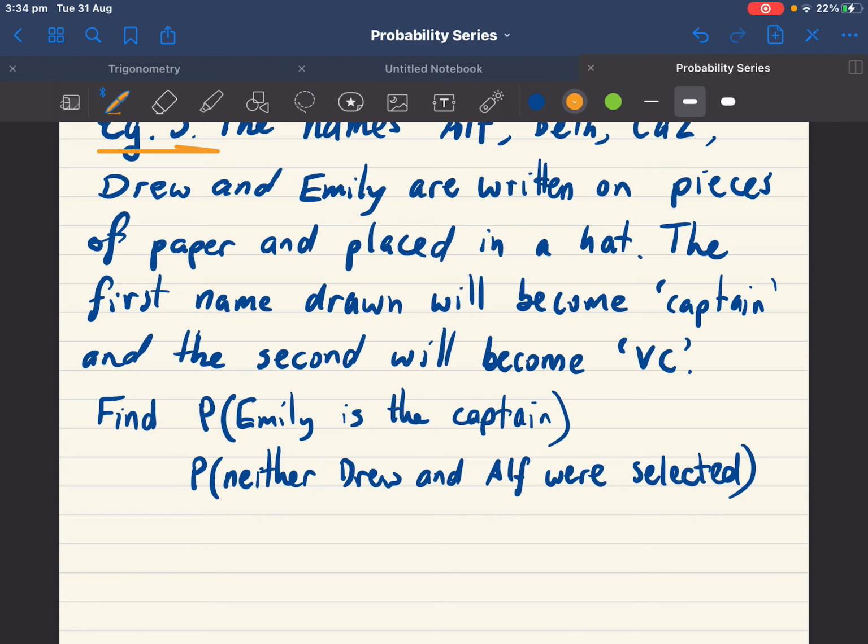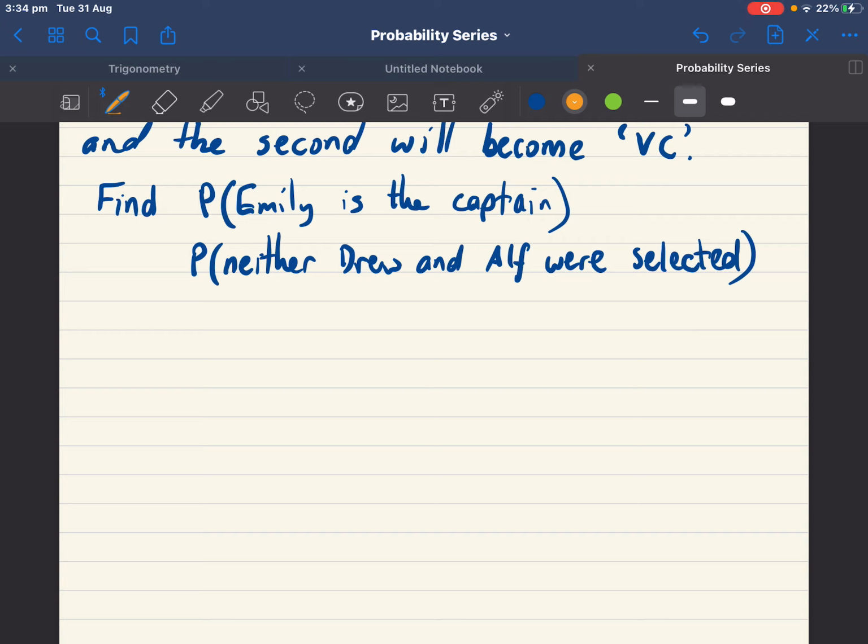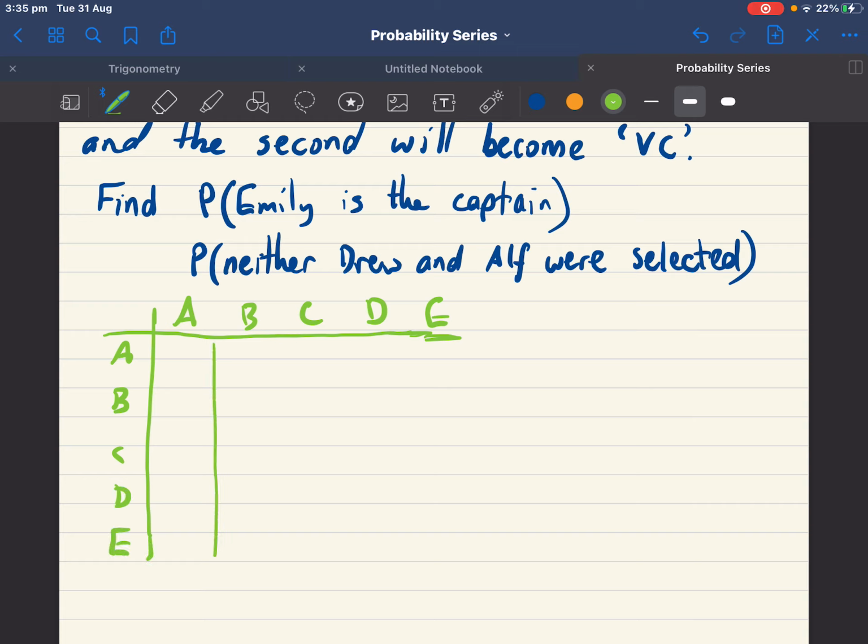And that's why we use these techniques that we're covering to get that sample space. So let's look at this one here. I'm going to do both methods. I'll start off with the table, I guess, because it will be smaller. In this particular case, the first name drawn out could be Alf, Beth, Kaz, Drew, or Emily. The second name could have been Alf, Beth, Kaz, Drew, or Emily. We don't know anything really yet. And what this ends up creating is a 5x5 grid.